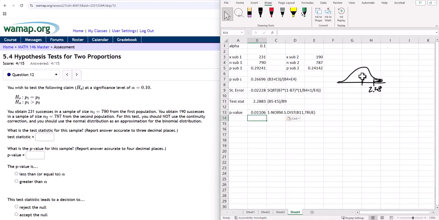Now we should still be able to use test for reasonableness here. We have a 2.2, which is more than 2 standard deviations over here. This is a 1.1%, so kind of makes sense.